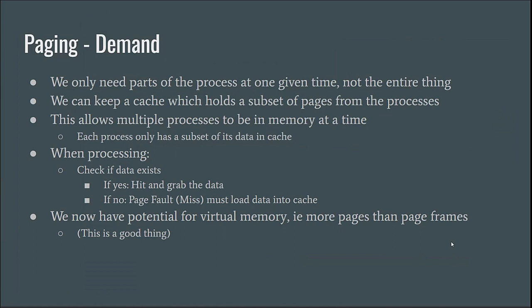Now, when we're processing, we have to check if the data exists already. If it does exist, that's a hit, and we can grab the data from the cache. But if it doesn't exist, it's a page fault, or a miss, and you have to load the data into the cache before you can use it. Nowadays, we also have the potential for virtual memory, so we can have even more pages than page frames, which is a good thing. But that's just some extra tidbits. You don't really need to worry about that too much for this class.